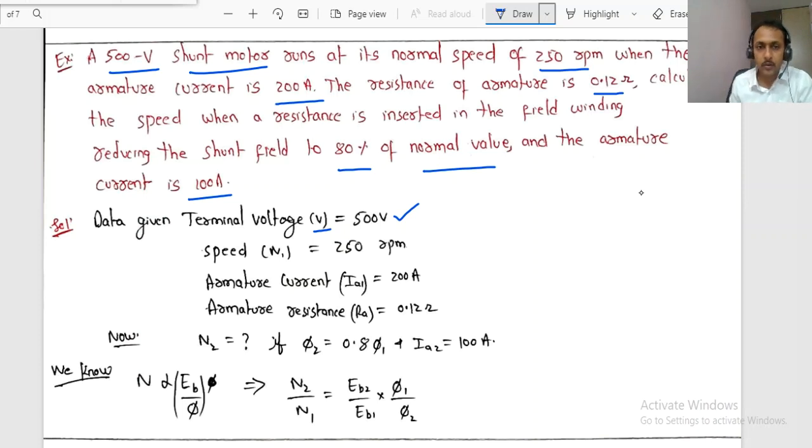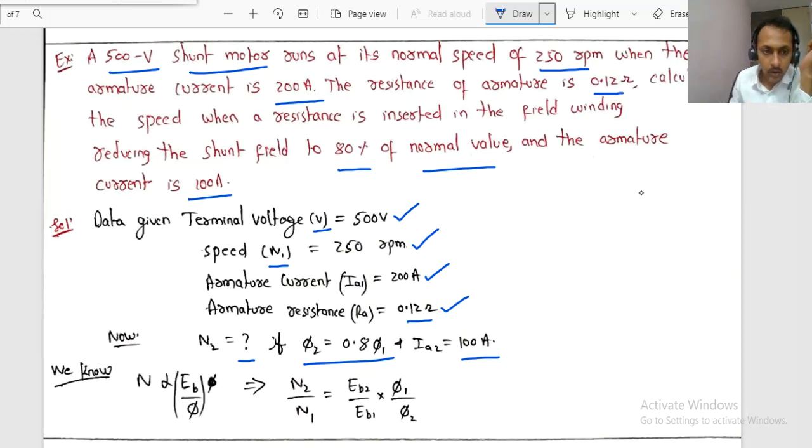Speed N1 is 250 rpm, it is already given. In the first case, the armature current is 200 amps, IA1 is 200 amps. Armature resistance is 0.12 ohm. Now the new speed will be how much? If the flux is brought to 0.8 Phi1, at the same time, the armature current is brought to 100 amperes. Armature current is brought to how much?